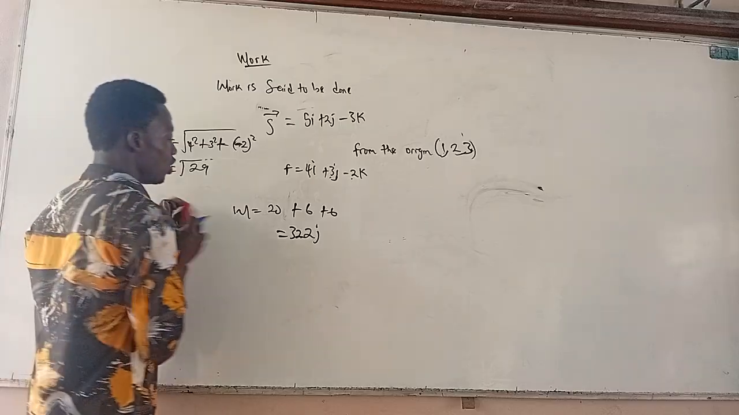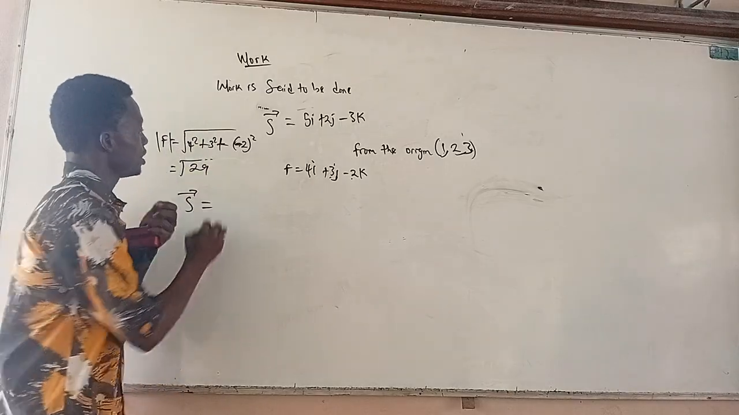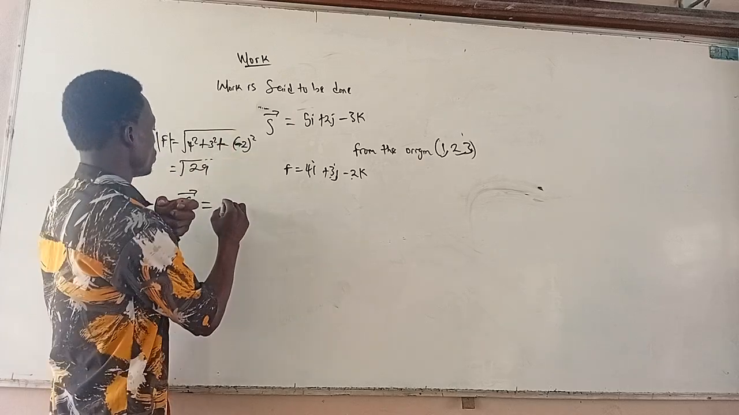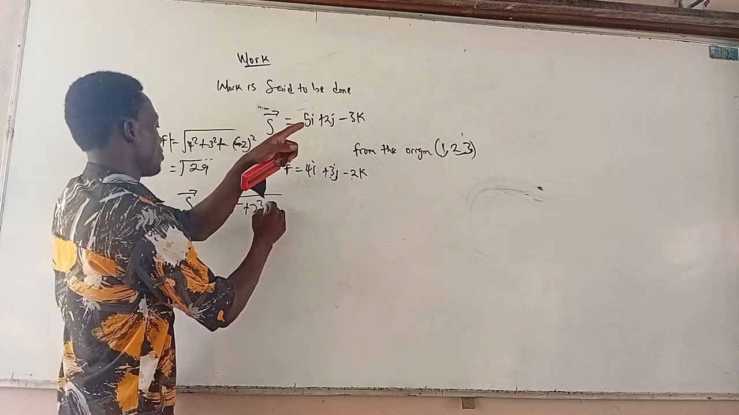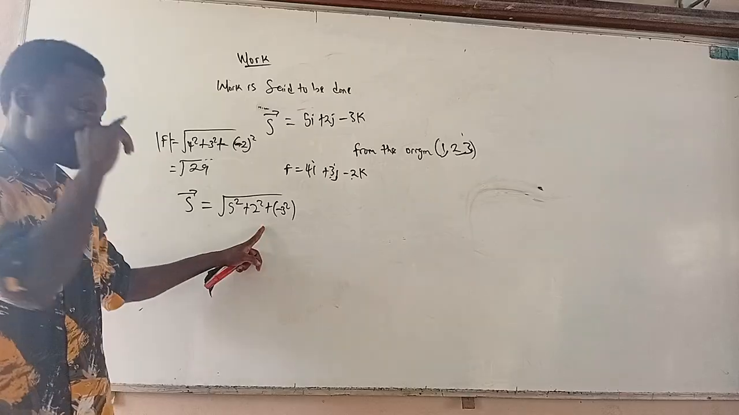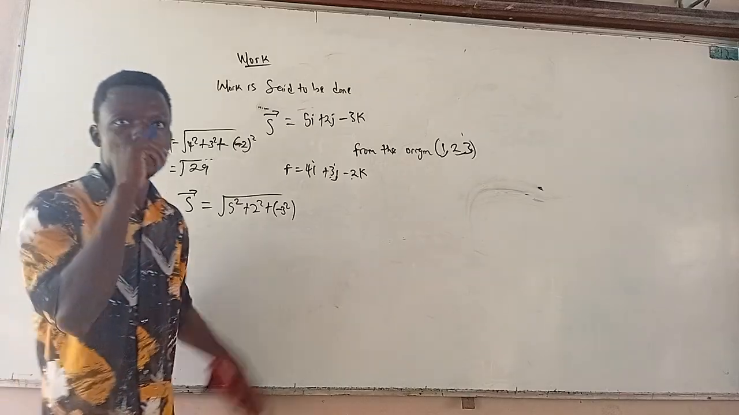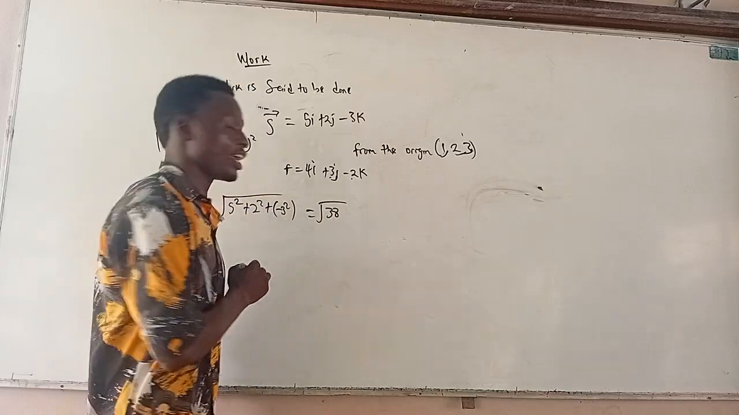Now, don't forget our work done is 32 joules. The magnitude of the displacement is equal to what? Square root of 5 squared plus 2 squared plus minus 3 squared. 25 plus 4, that's 29. 29 plus 9, that should be 38. So this gives us root 38.